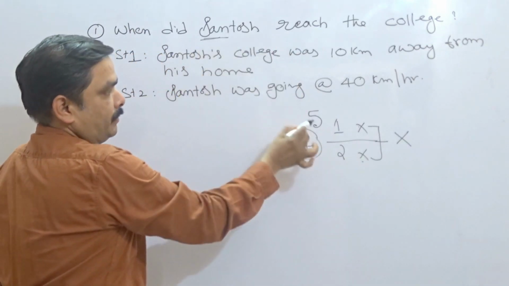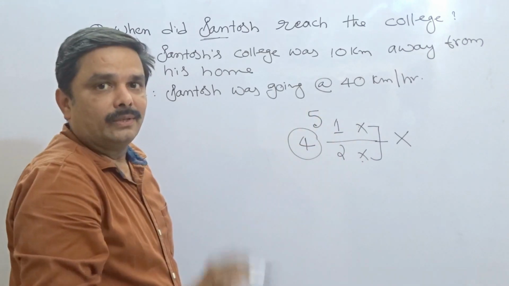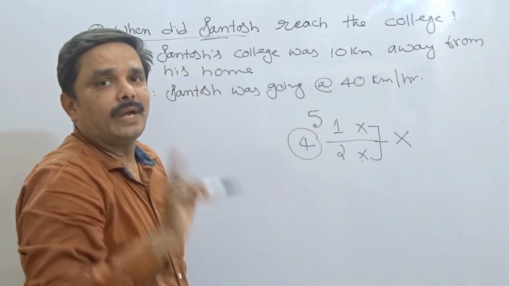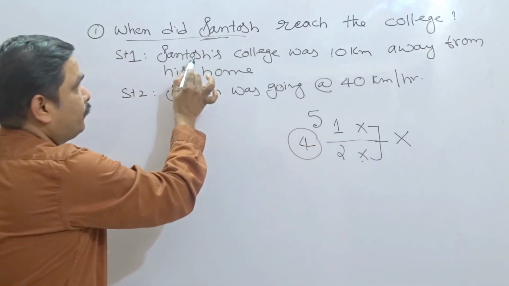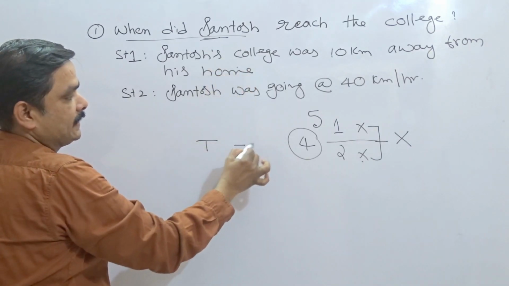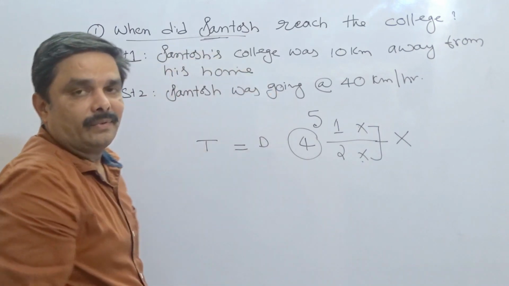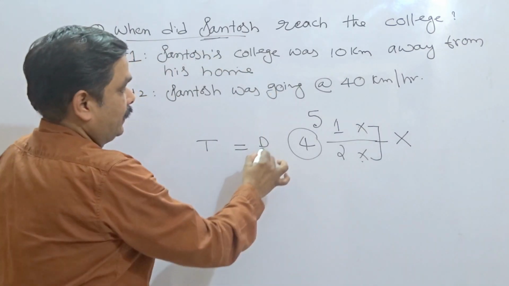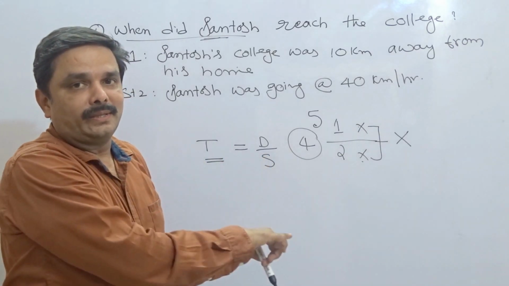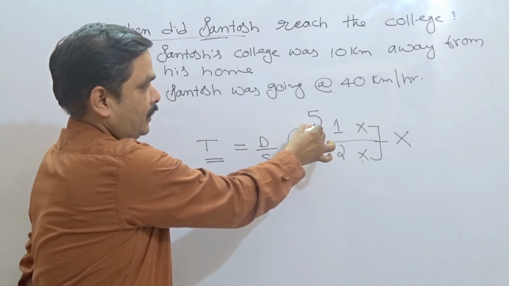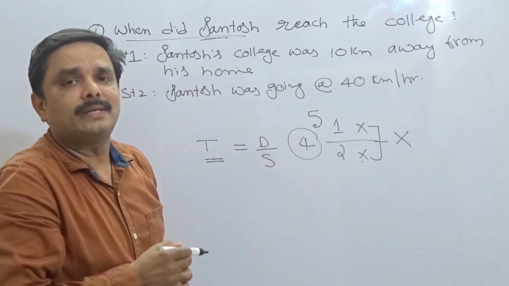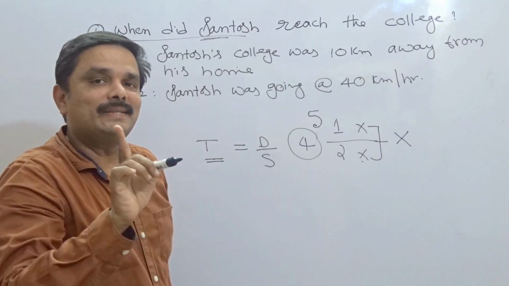Those students who kept option number 5 must have thought in this way. They asked for when Santosh reached the school. They asked for the time. In the first statement they have given distance. In the second statement they have given speed. Of course, distance by speed, I can get time. Probably they thought in this way and kept option number 5 because they could get time by using distance and speed. But why is this wrong?